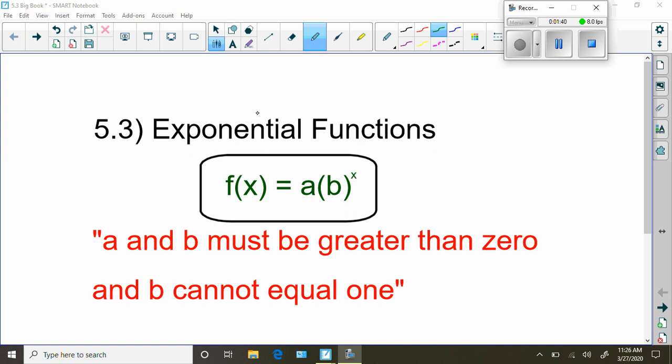B is the number that's actually getting the power to it, okay? So A is just out here, just hanging out. A can be just a regular old number.